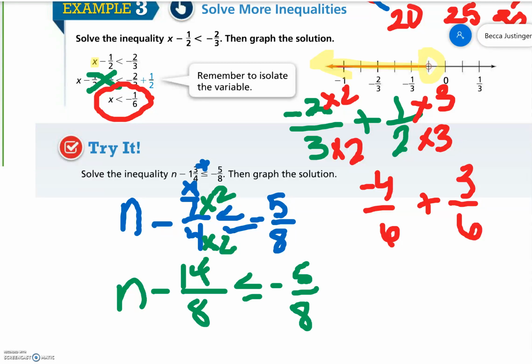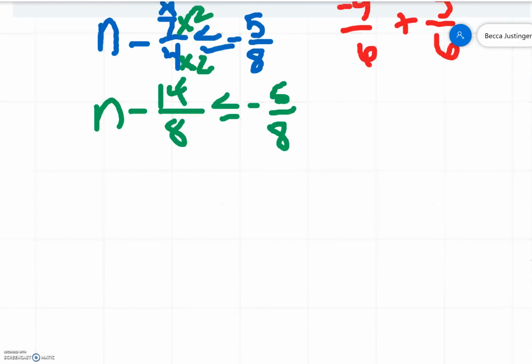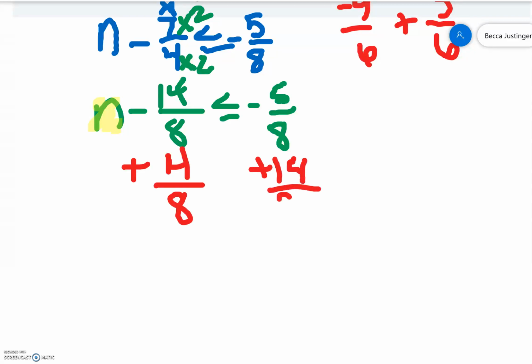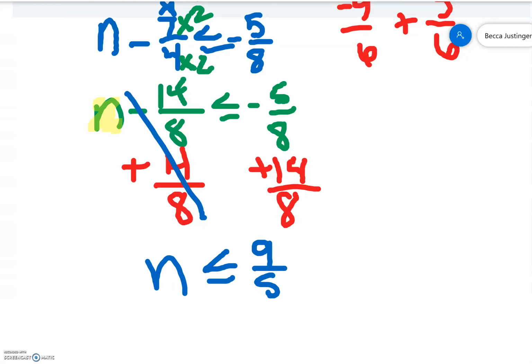All right, I am trying to get the n by itself. So to get rid of the negative 14/8, I'm going to do the opposite, and I'm going to add 14/8 to both sides. It cancels out on the left. Bring down the n, bring down the inequality. Negative 5/8 plus 14/8 is 9/8. And we can make that 1 and 1/8.